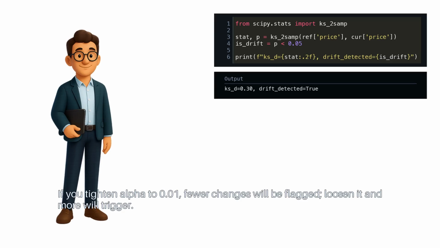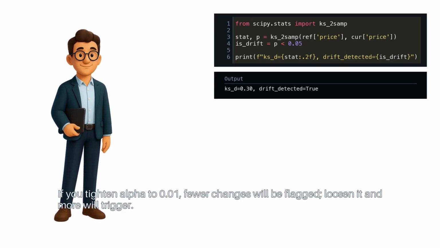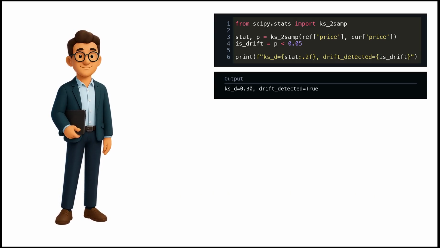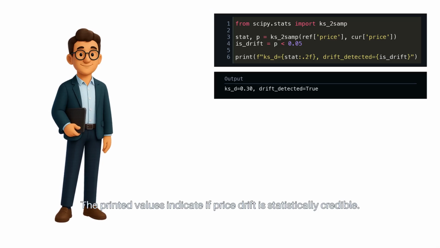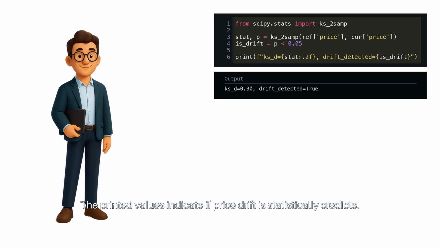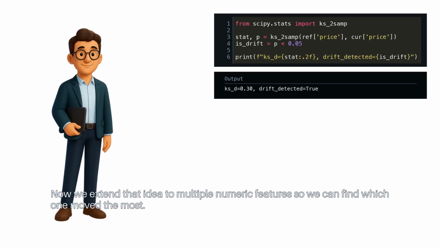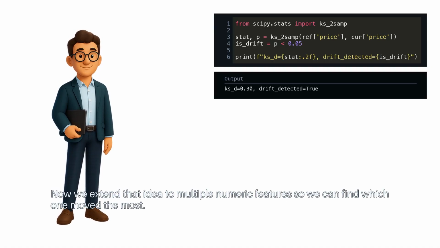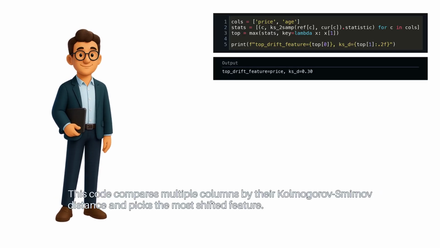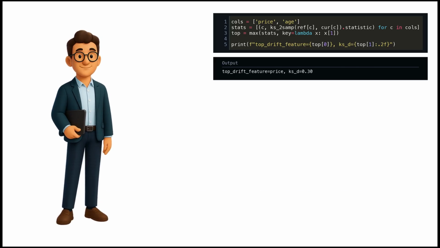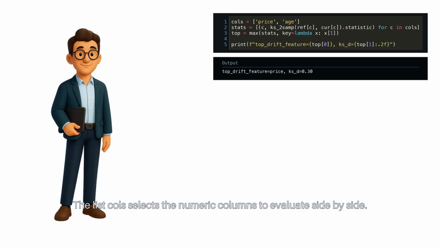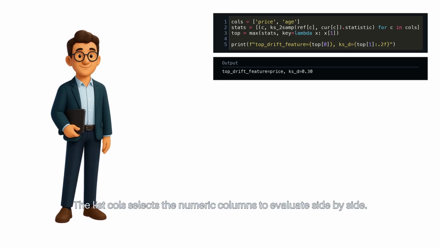If you tighten alpha to 0.01, fewer changes will be flagged. Loosen it, and more will trigger. The printed values indicate if price drift is statistically credible. Now we extend that idea to multiple numeric features, so we can find which one moved the most. This code compares multiple columns by their Kolmogorov-Smirnov distance and picks the most shifted feature. The list cols selects the numeric columns to evaluate side by side.